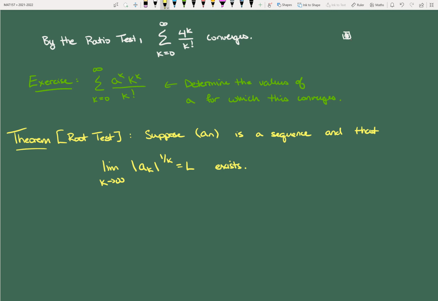And again, really think about that. We're taking the 10th root of a_10, the 11th root of a_11, the 12th root of a_12. And we're asking, does that thing converge? And if it does, then we get exactly the same statement in terms of this L as the ratio test. So it's easy to remember.